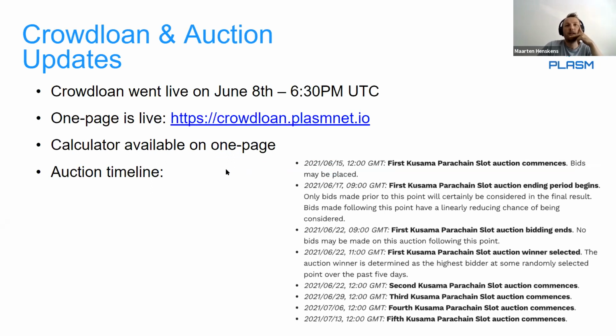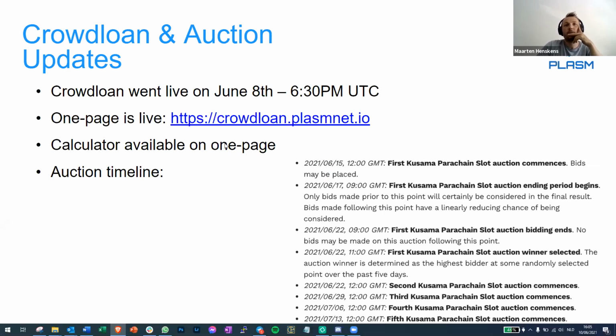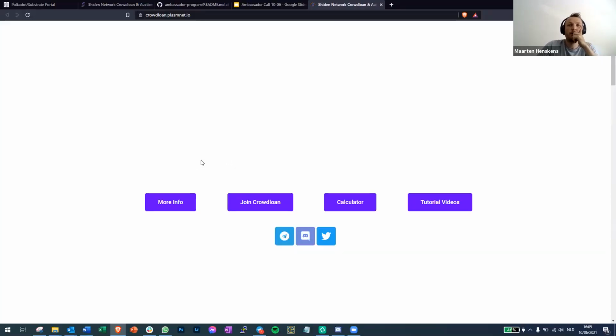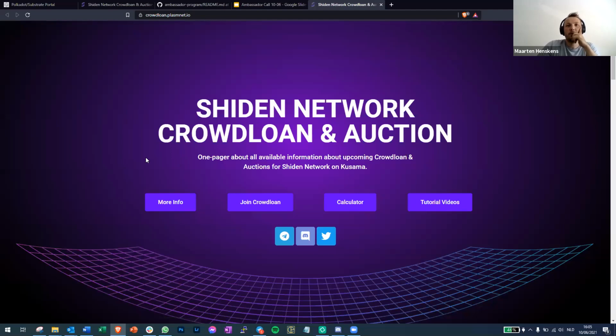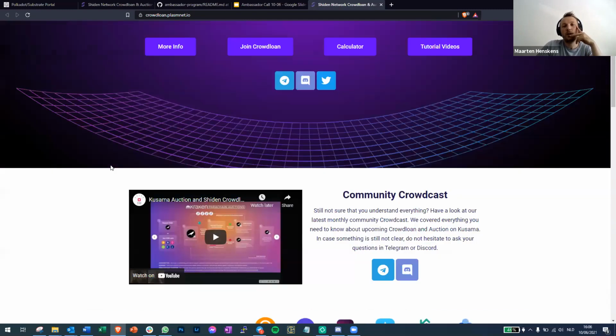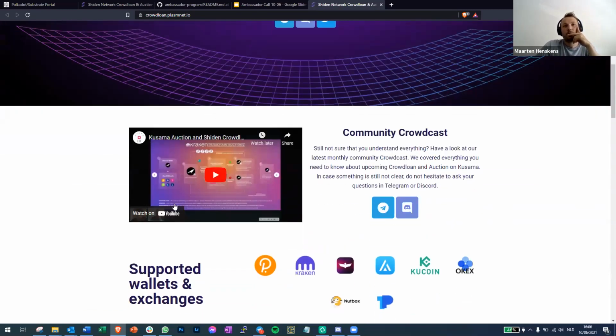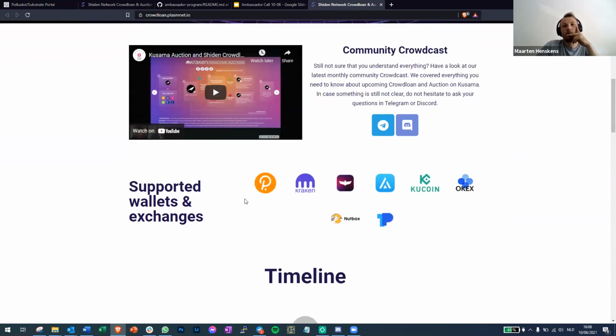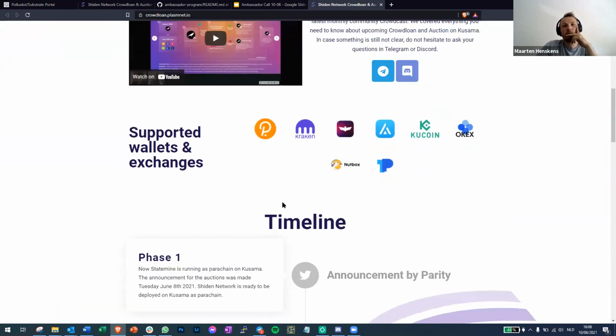The crowd loan went live on June the 8th. We have a one-pager that is ready, and as you know, all the information is visible here. So this is a great page to send to the community, in case there are any questions. We did our best to have everything present on one page to make it easier for you guys, as well as for our community. This was the latest crowdcast with all the information, all the supported wallets and exchanges, the timeline.